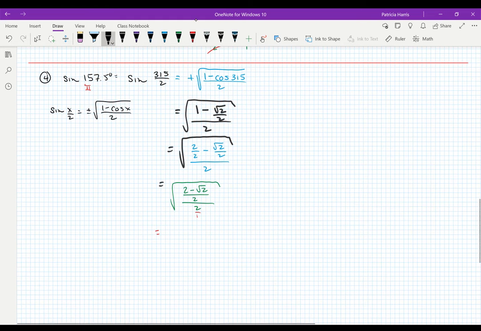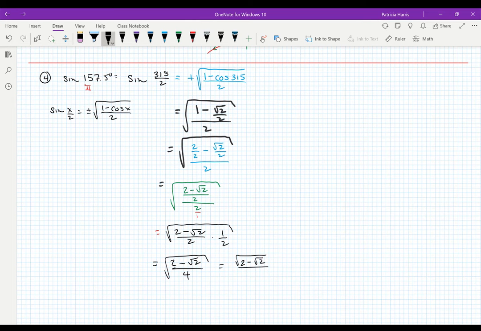So we have 2 minus radical 2 over 2 times a 1/2, all inside that radical. So again, 2 minus rad 2 all over 2 times 2, which is 4. Okay, can't take the square root of the numerator, so that stays inside. Looks a little ugly. Okay, and then we have the square root of 4, which is 2. Okay, and that would be your final answer.